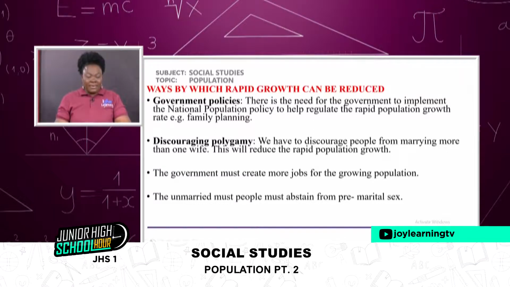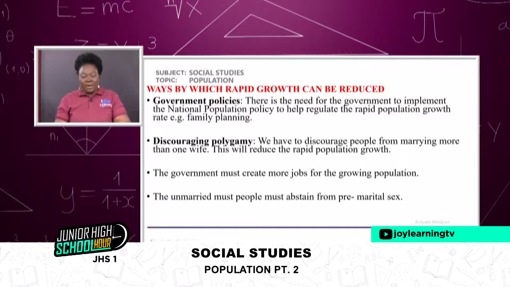Discouraging polygamy. We have to discourage people from marrying more than one wife. This will reduce the rapid population growth. Yes, excellent. That's good. Discouraging of polygamy. And then again, the government must create more jobs for the growing population. Excellent. Yes, more jobs.